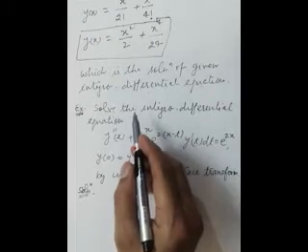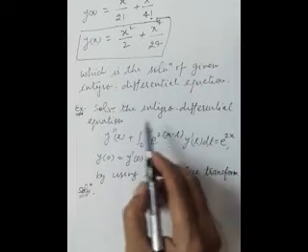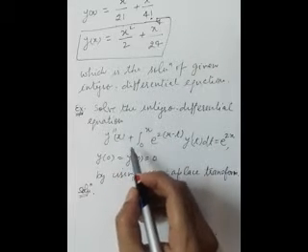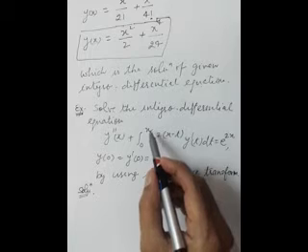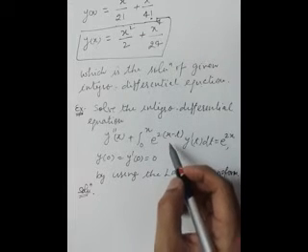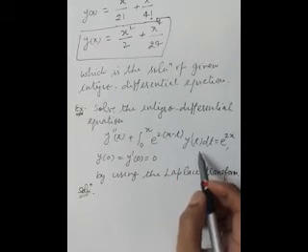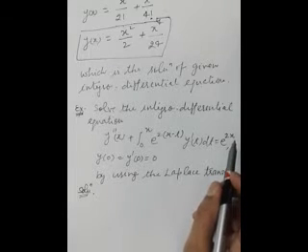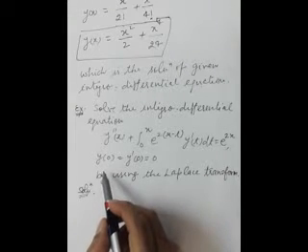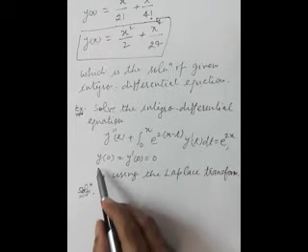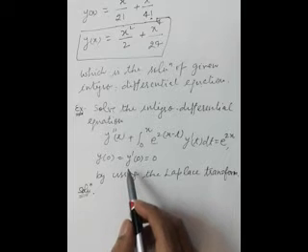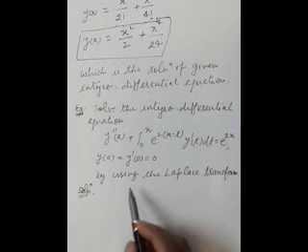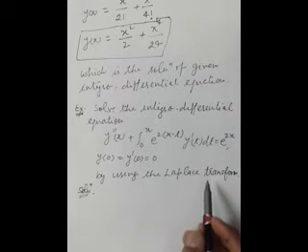Now the next example: solve the integral differential equation y double dash x plus the integral from 0 to x of exponential of 2(x minus t) y dash t dt equal to exponential of 2x. The initial conditions are y(0) equal to 0 and y'(0) equal to 0, by using the Laplace transform.